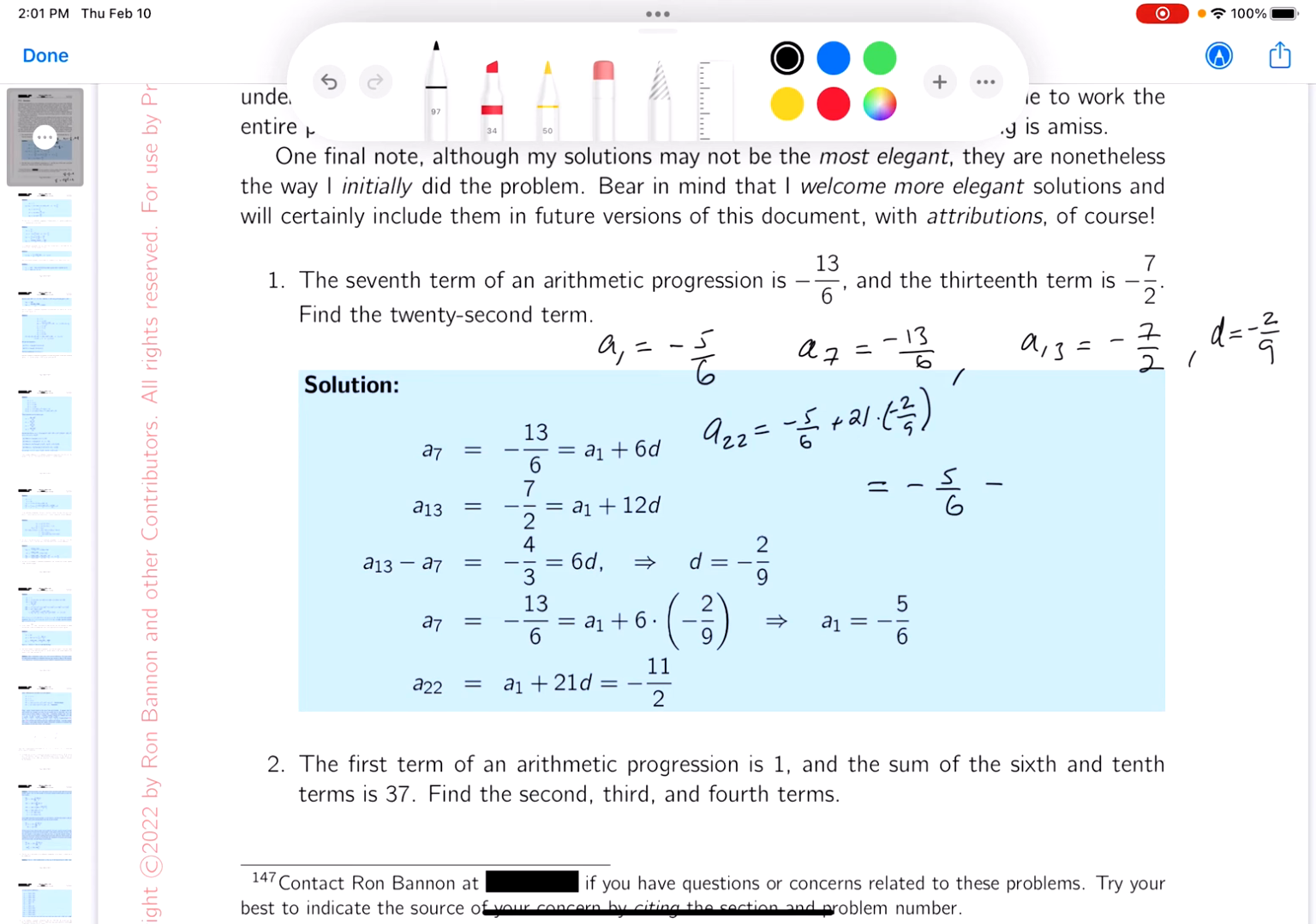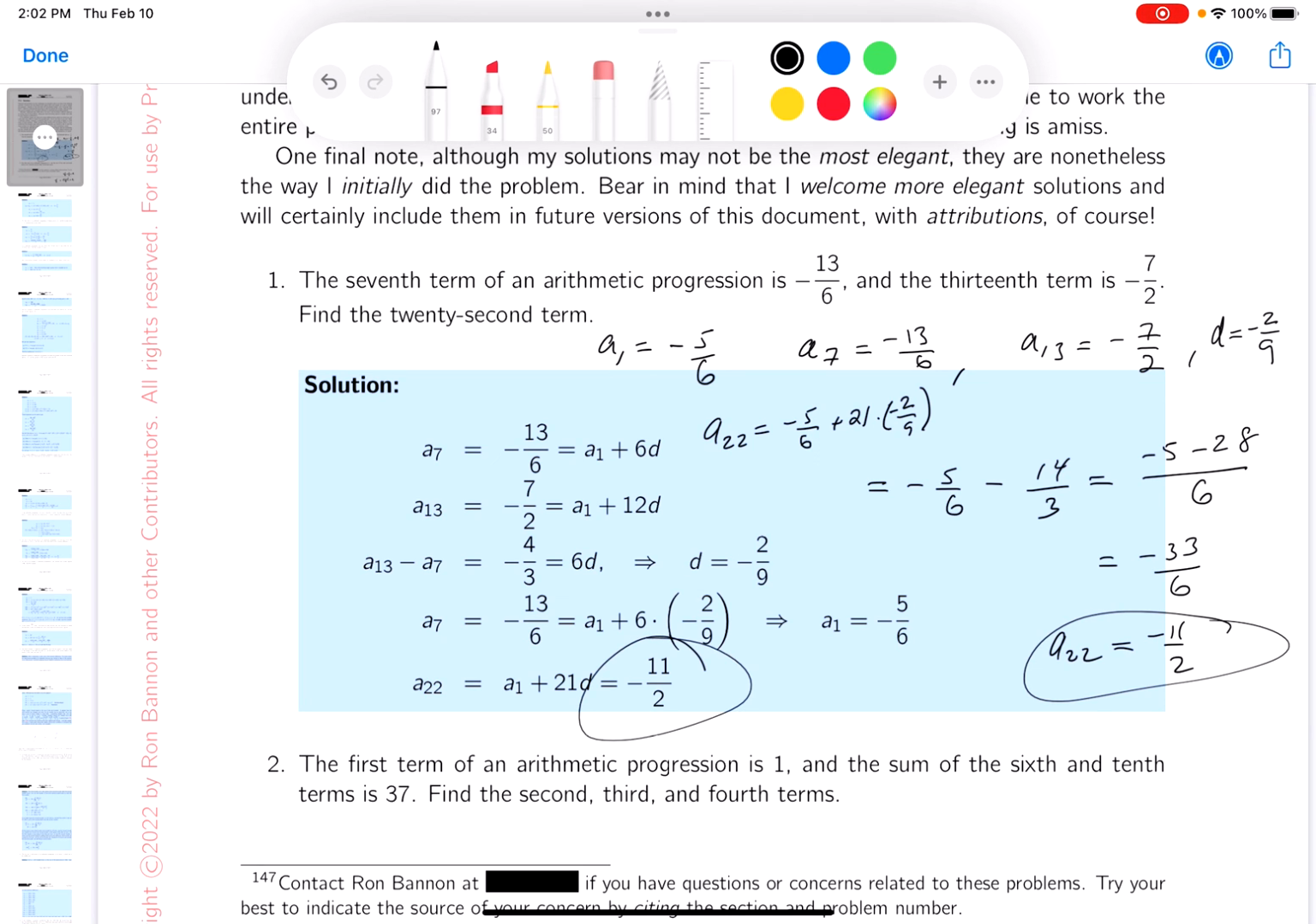Let's see, I'm going to divide by 3. That's going to be minus 14, right? Because 3 goes into 21 seven times. 7 times minus 2 ninths is minus 14 thirds. The common denominator would be 6, and you can get minus 5, minus 28. I think I'm doing okay. And that's going to give me minus 33 over 6. Let's see if I did that right. Yeah, I think so. And then I'm going to divide by 3. Minus 11 halves. That's what A22 is. What was their question? Find A22. We just did it. All right? Thank you.